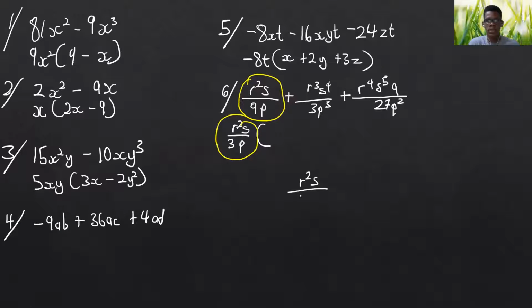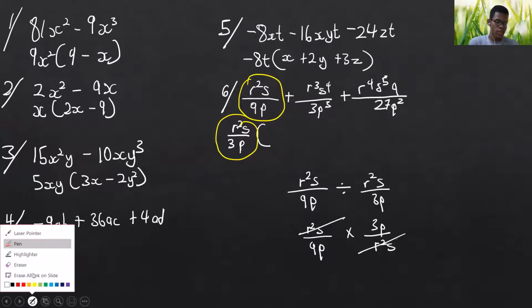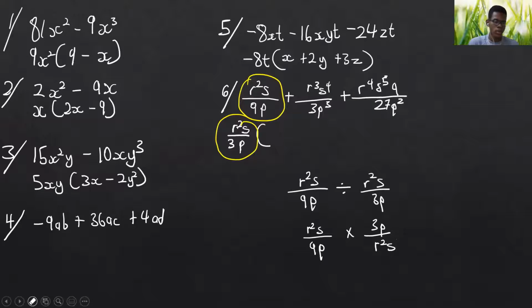So r square s over 9p, divided by r square s over 3p. We know how to divide fractions. We just flip the fraction on the right hand side and change the sign to multiplication. So r square s over 9p multiplied by 3p over r square s. You notice right away r square s goes away because you're dividing. If you don't see it like that, we can go ahead and multiply across.